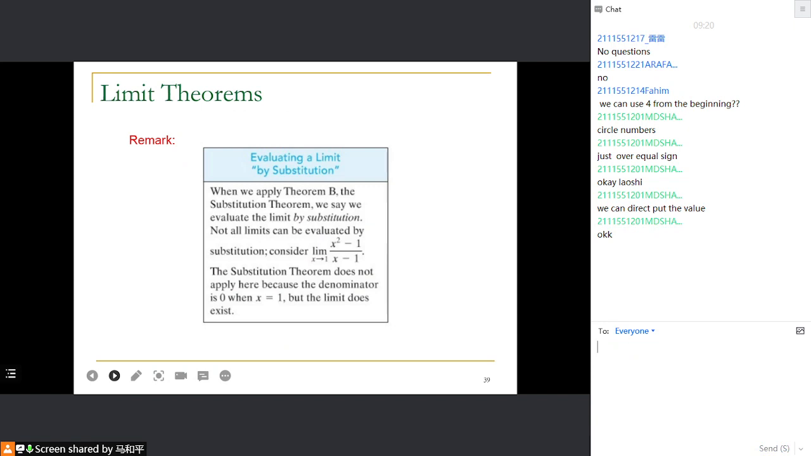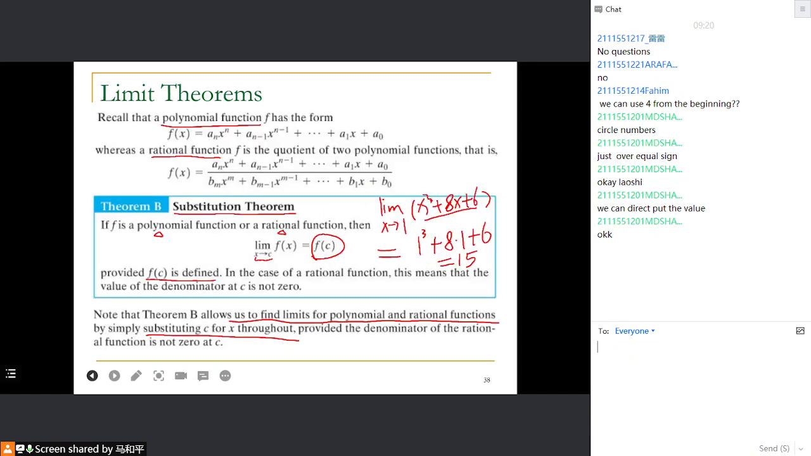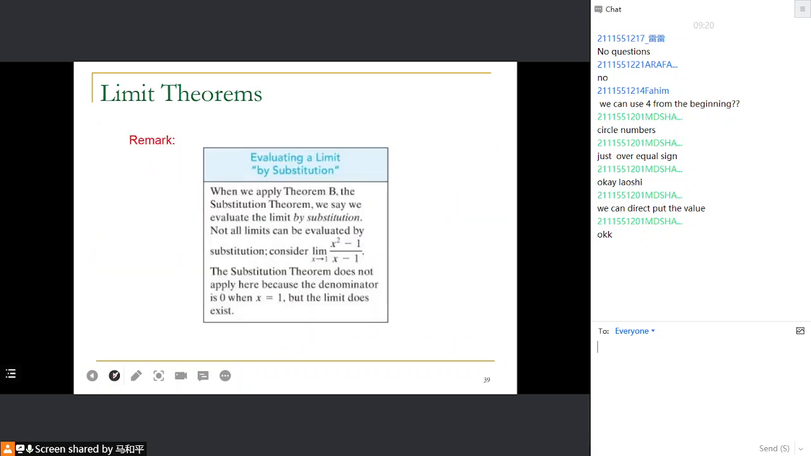Provided f(c) is defined. But we have a remark here. When we apply Theorem B, the substitution theorem, we say we evaluate the limit by substitution, right? And not all limits can be evaluated by substitution.